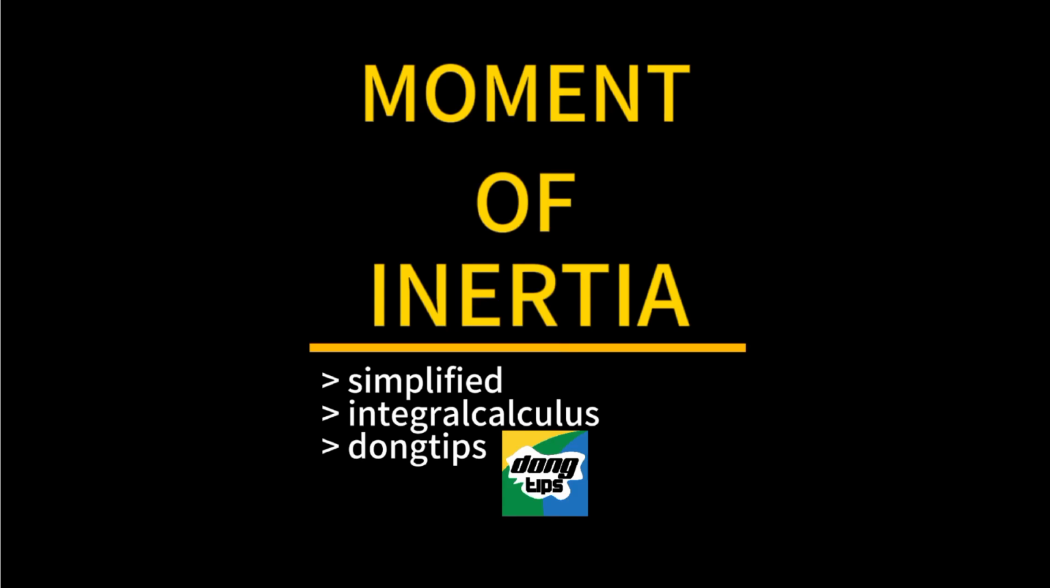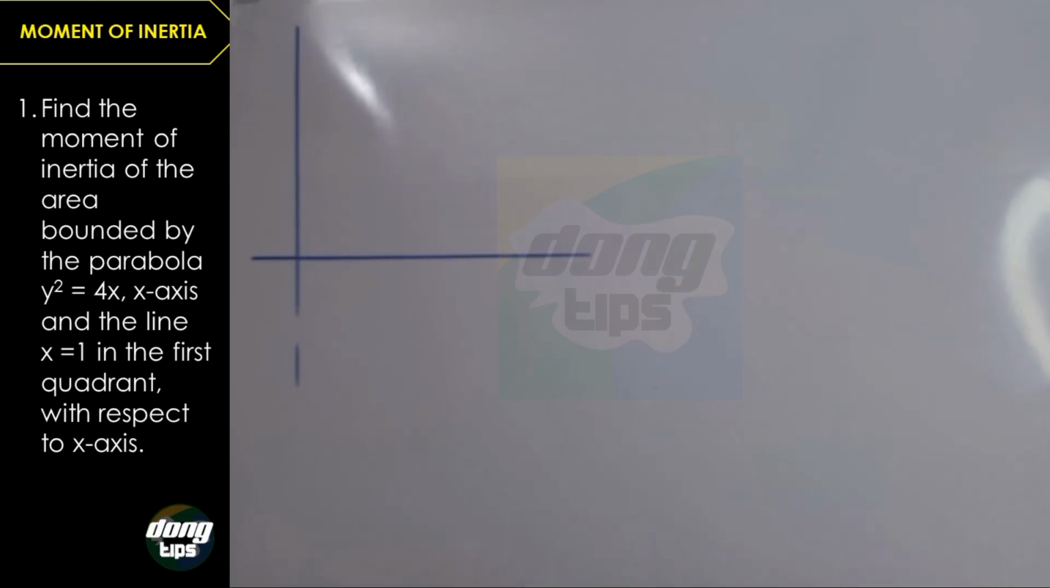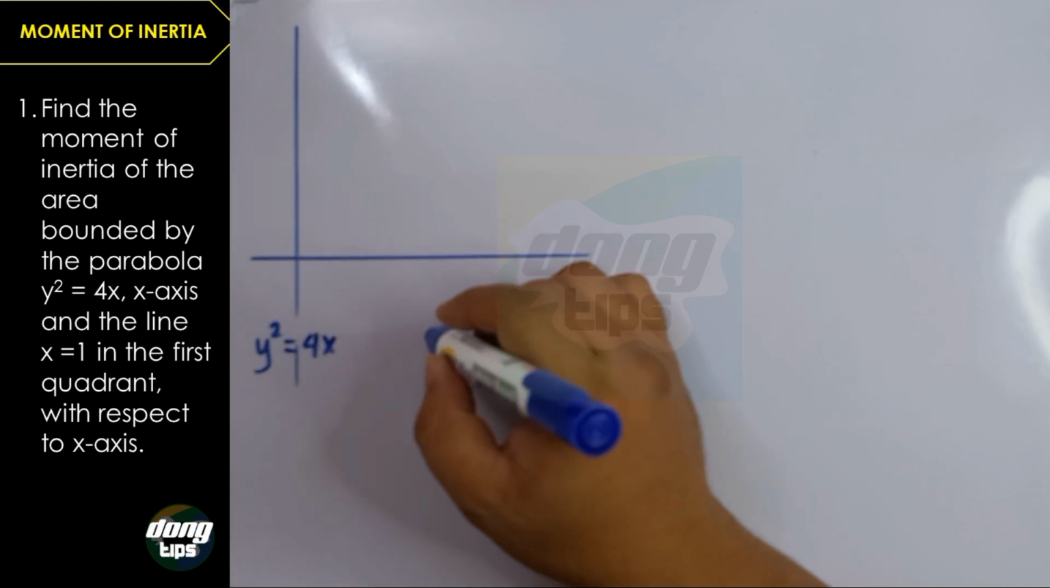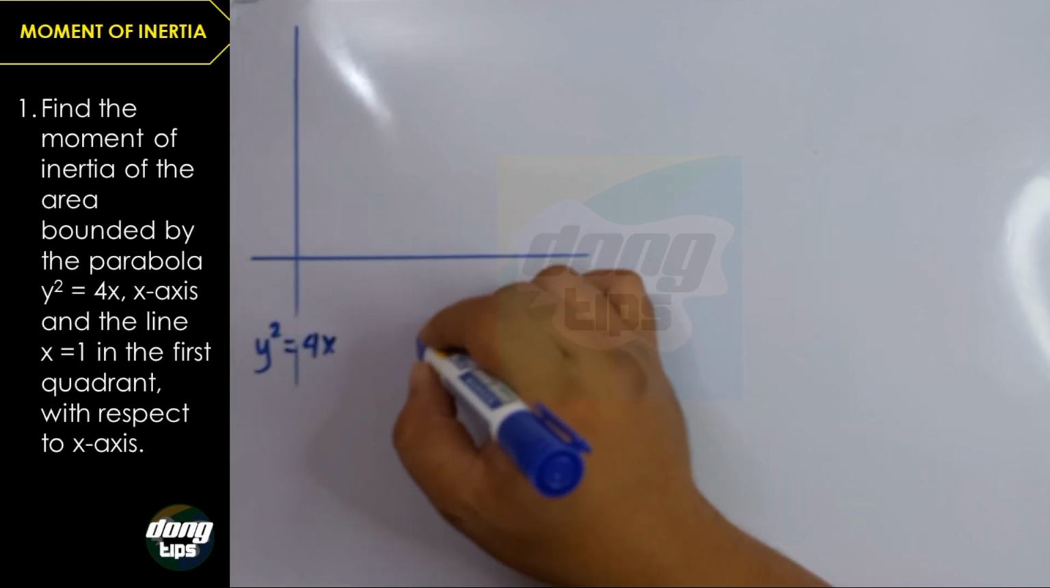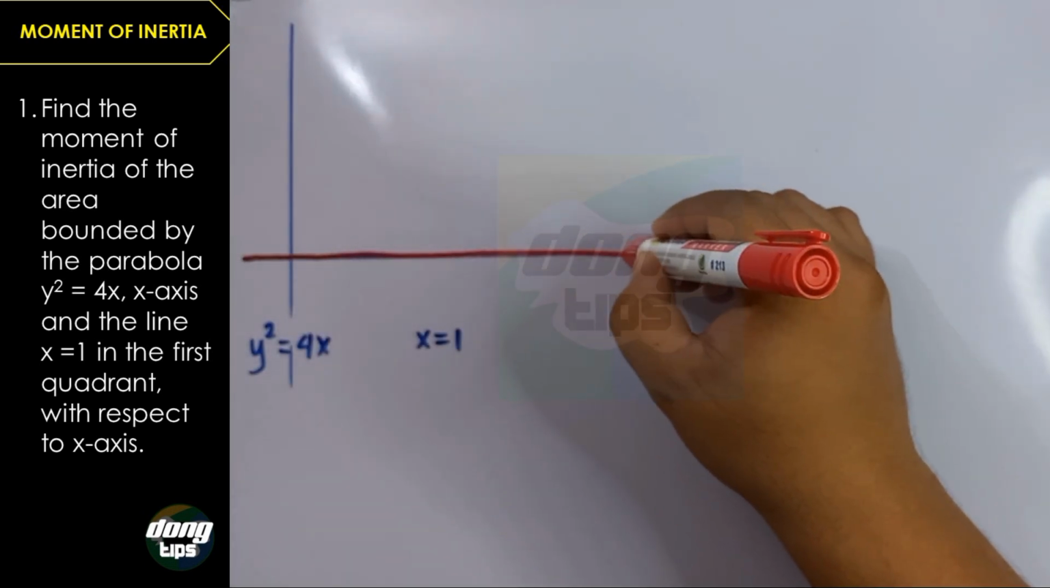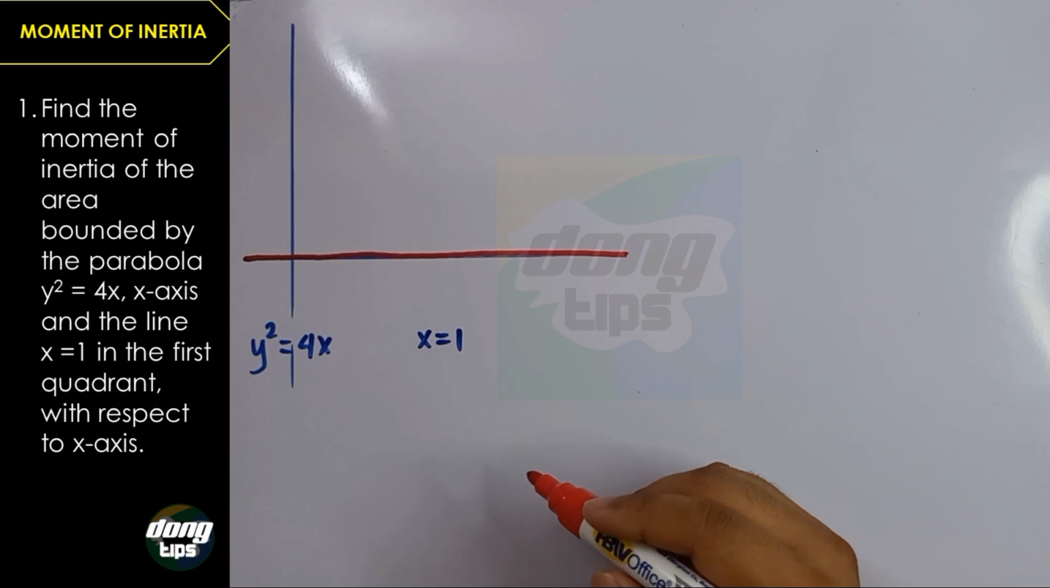Here is a simplified approach on solving moment of inertia of plane areas. Problem number 1. Find the moment of inertia of the area bounded by the parabola y squared equals 4x, the x-axis, and the line x equals 1 in the first quadrant, with respect to the x-axis.